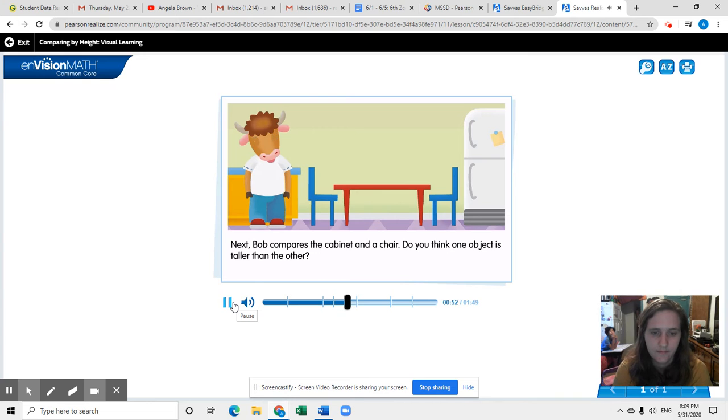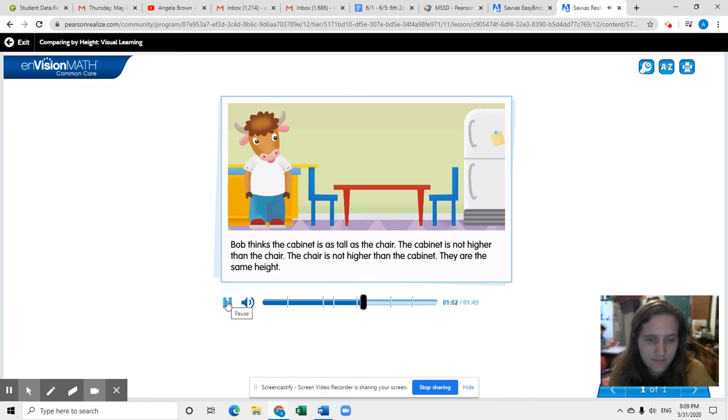Next, Bob compares the cabinet and a chair. Do you think one object is taller than the other? So this cabinet's right behind him, and here's a chair. They are the same height. So no, neither one is taller. Bob thinks the cabinet is as tall as the chair. The cabinet is not higher than the chair. The chair is not higher than the cabinet. They are the same height.